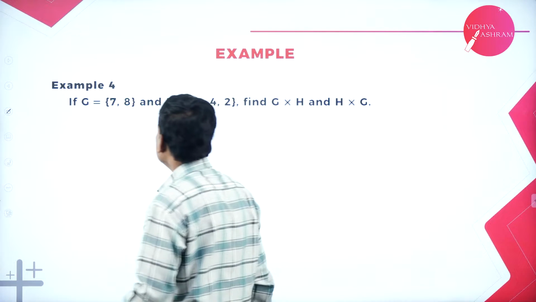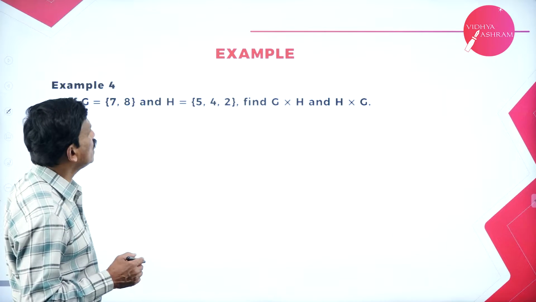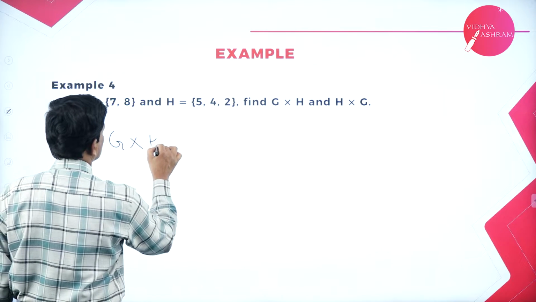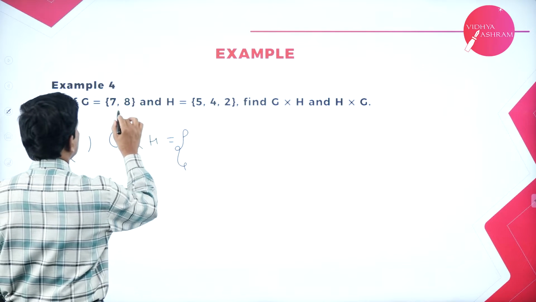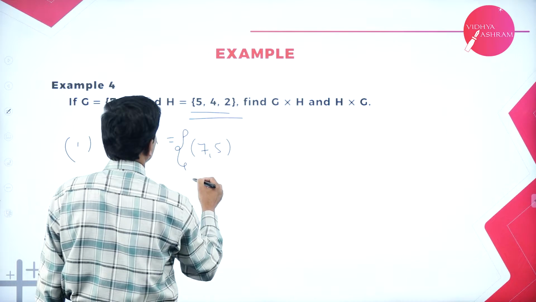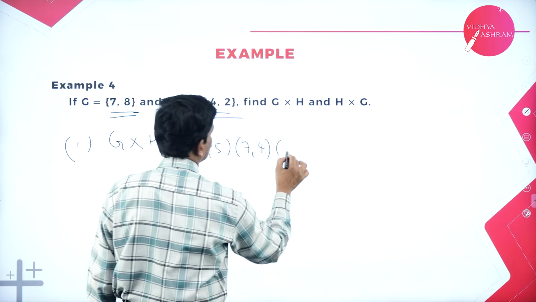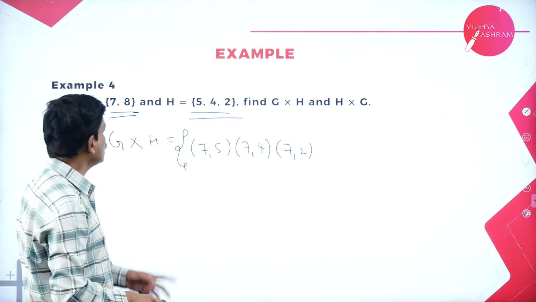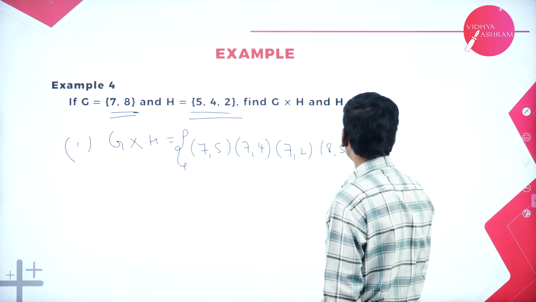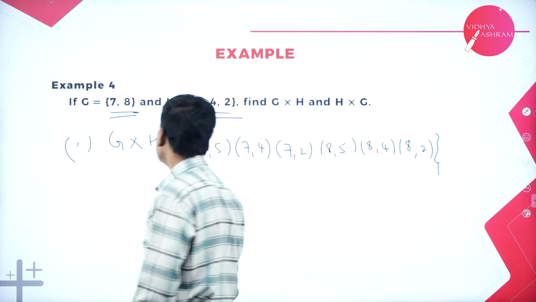Now let us come to the next problem. What is the problem given? If G is equal to {7, 8}, H is equal to {5, 4, 2}, find G cross H and H cross G. Now let us find out the first one, G cross H. G contains 7, 8, H contains 5, 4, 2. Write down 7, 5, 7, 4, then 7, 2. Similarly, take next element 8, 5, then 8, 4 and 8, 2. These are the elements of G cross H.